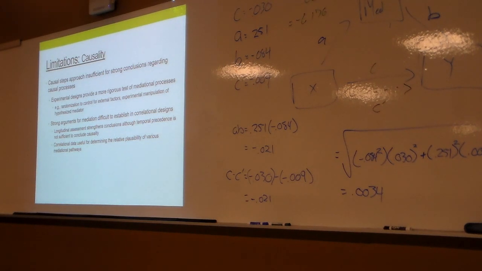If we've got an experimental design, right? Experimental designs are much more rigorous tests of some of these mediation processes. If I can randomize things here, keep everything controlled, measure something here, and then measure something at the outset, I can control for external factors. I can manipulate my hypothesized mediator. I have better control over things within the context of an experimental setting, and so that helps, right?